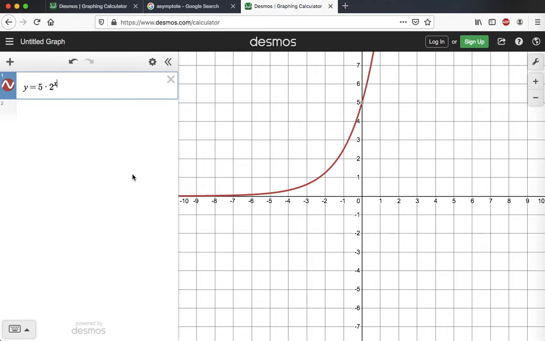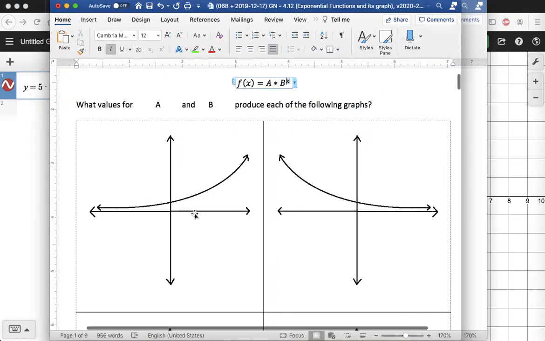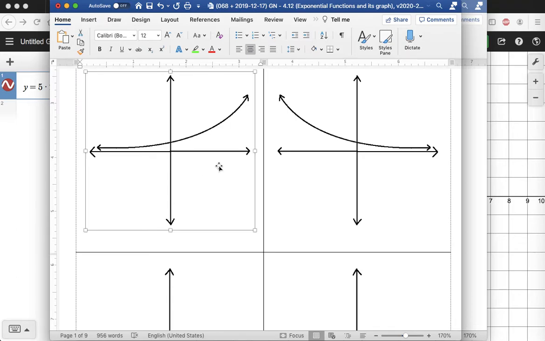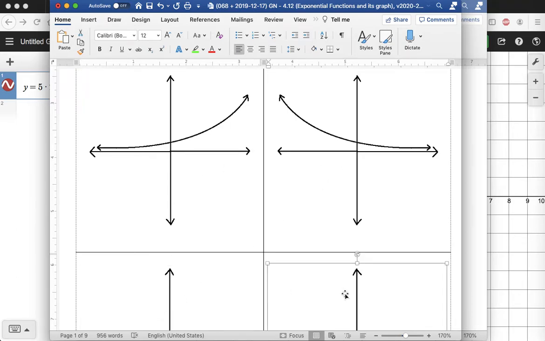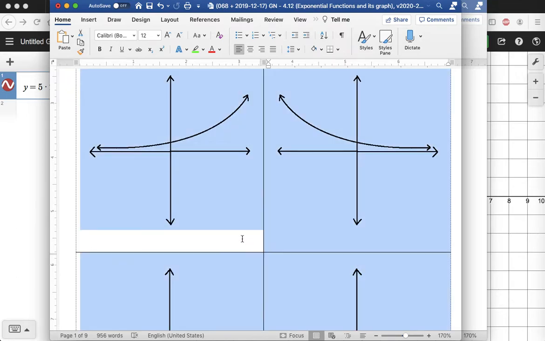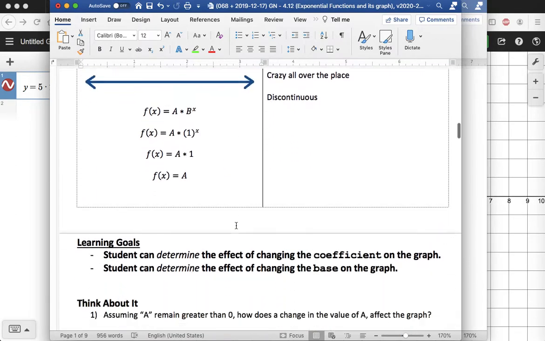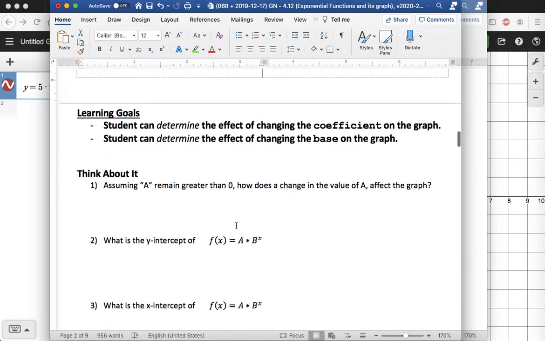So put different values for a and b, and figure out which combination of values of a and b get you this one, this one, this one, and this one. Pause the video. Do that. Hit play when you're ready to continue. At this point, you should have the values for each of these, right? Let's go on to page 3.